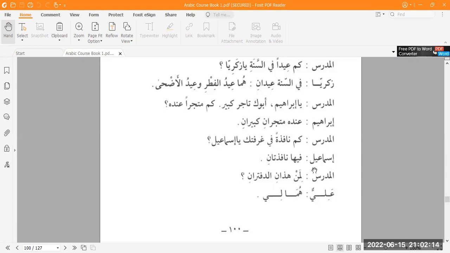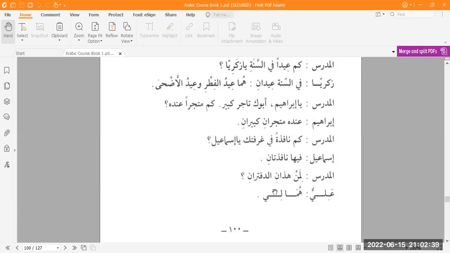So Ismail replies, he says, fiha nafidhatani. In it, where is it? Feminine, referring to the word ghurfatun. So in the room, in other words, in it, there are two windows. In the room, there are two windows.